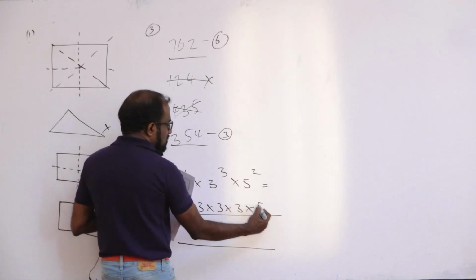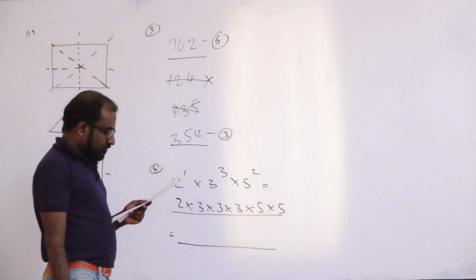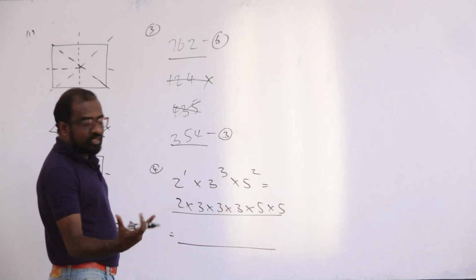5 to the power 2 means 5 times 5. Got it? Then what do we have to do? You have to get the answer. Evaluate, you have to get the value.